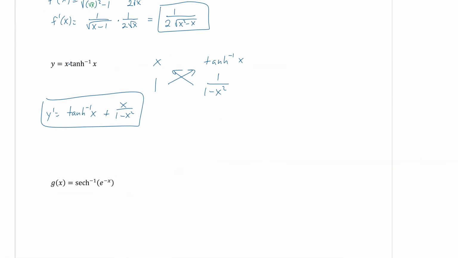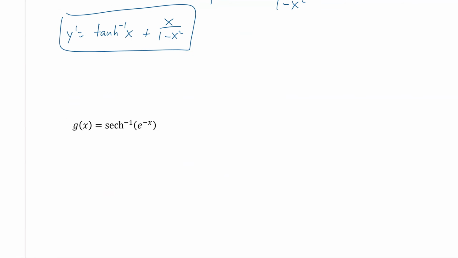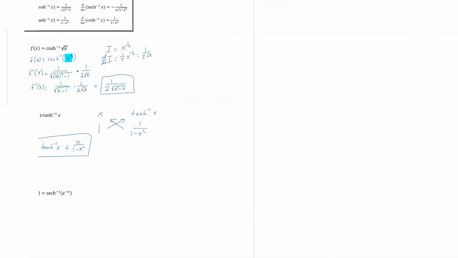All right, let's try one more now. So let's try one with an e to the x in it. So we're going to take our hyperbolic secant inverse, and it would give us this. So we're going to replace that x that's in there with e to the negative x. So we end up with -1 over e to the negative x square root of 1 minus e to the negative x squared.